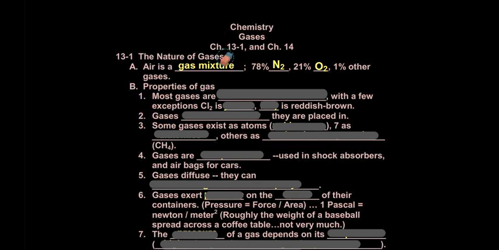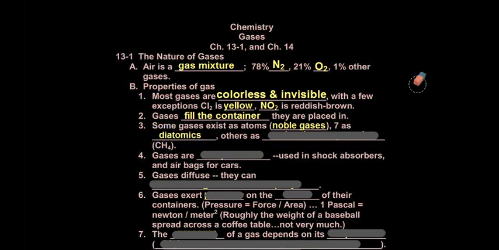Now, the properties of gases. Most gases are colorless and invisible, with a few exceptions. Chlorine is yellow, and nitrogen dioxide is a reddish brown. Gases fill the container they are placed in. Not just take the shape, but they also expand to fill the container. And some gases exist as atoms, for example, the noble gases. There are 7 that exist as diatomics, and hopefully you remember those.